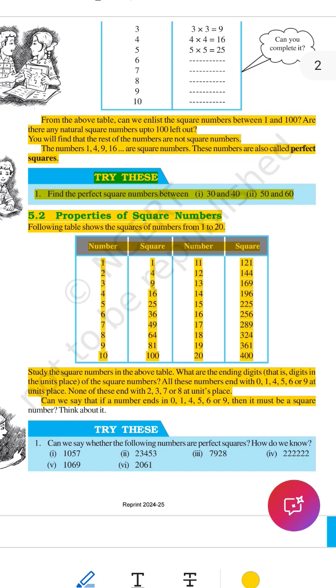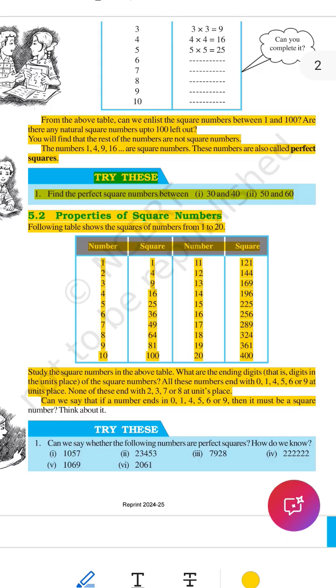7. What digits will squares never end with? Let's see what digits never appear in the last place of square numbers from above. We never see 2, 3, 7, 8. So square numbers never end with 2, 3, 7 or 8.